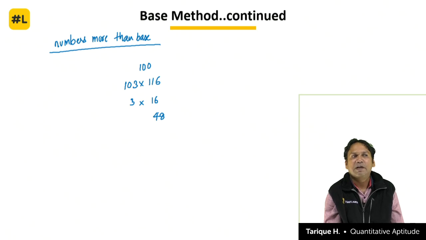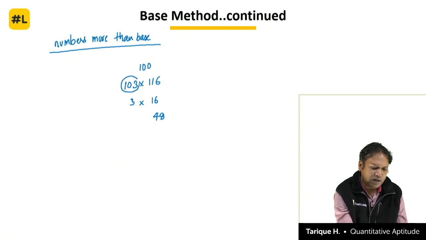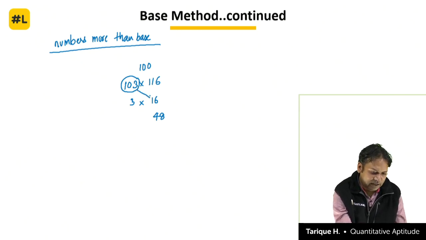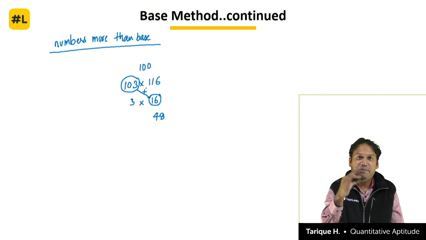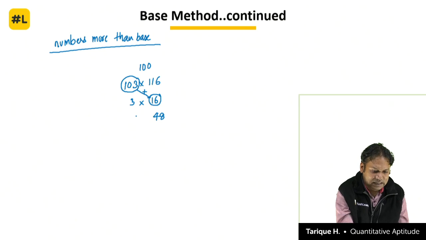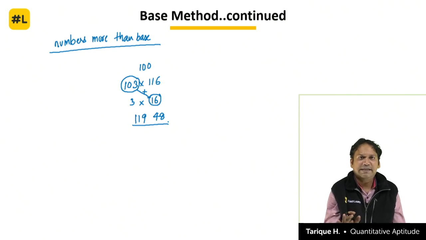This part is same. The only change is that we will take any of these numbers, as I told you earlier, and then we will take the number diagonally. And what do we do here now? Add. Please understand, we are going to add. When numbers are less, we subtract. When numbers are more, we add. So 103 plus 16 is 119. So what is the answer? 11948. Everything else remains same.